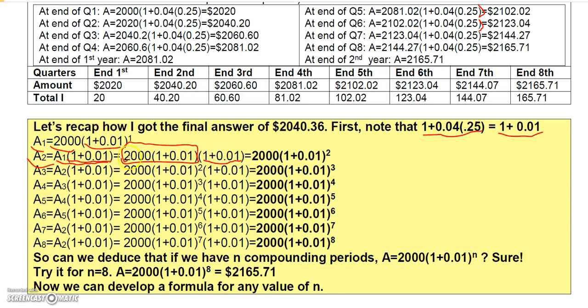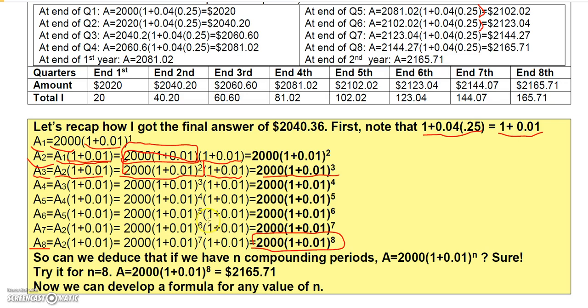Well, if you look at that, that's really just 2,000, the initial principal, times 1.01 squared. Well, to get A3, I had to take A2 and multiply it by 1.01. A2 is 2,000 times 1.01 squared, and if you multiply that by 1.01, you get 2,000 times 1.01 cubed. Now, if you continue this process, you'll see that the final amount that I wanted, the amount at the end of the 8th period, is simply equal to 2,000 times 1.01 to the 8th power.